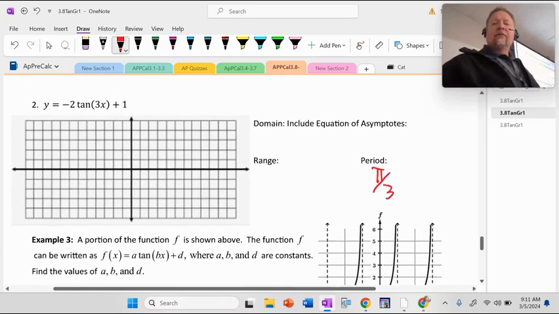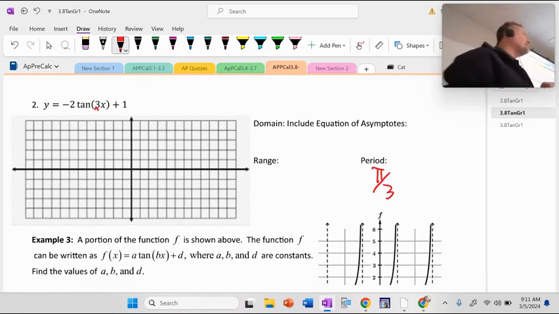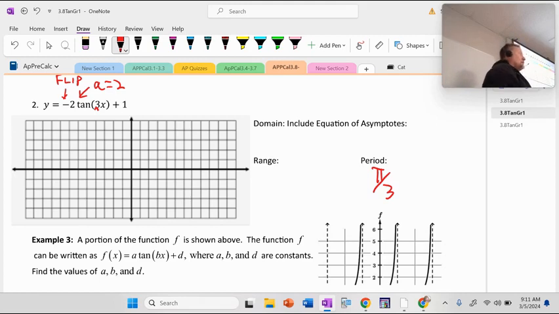This period is pi over 3 because b is 3. I'm going to tread lightly on my input outputting. I got to recognize that I have a negative, which is a flip, right? I'll write this down for no purposes. This is not an amplitude, but this gets stretched by a factor of 2. So we're 2 up and 2 down from our 0 point. But we are also moved up 1.